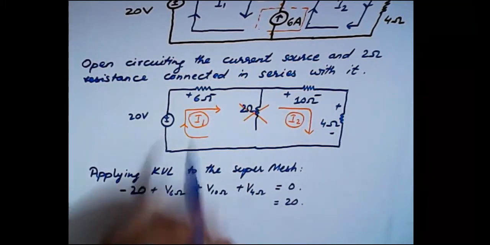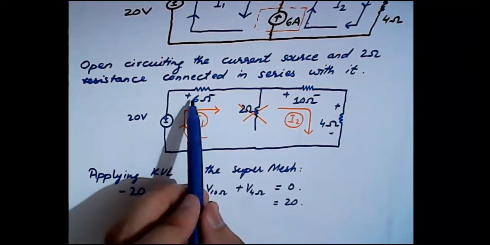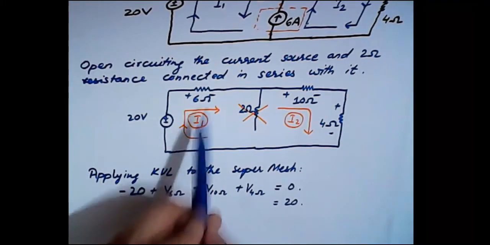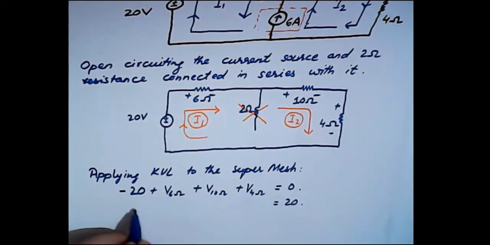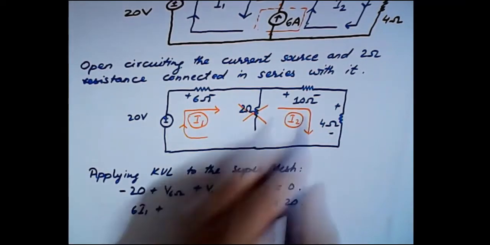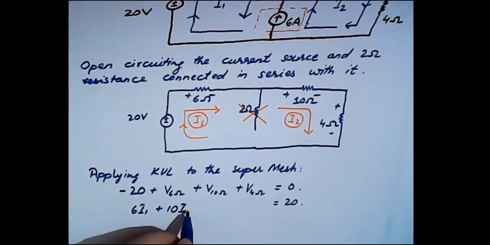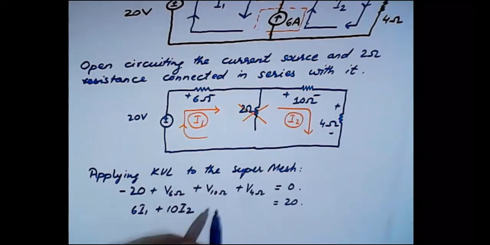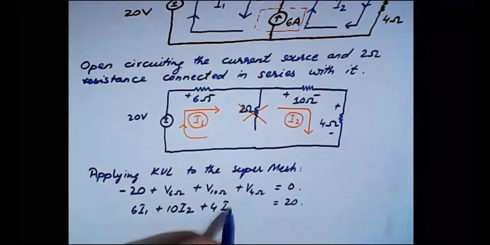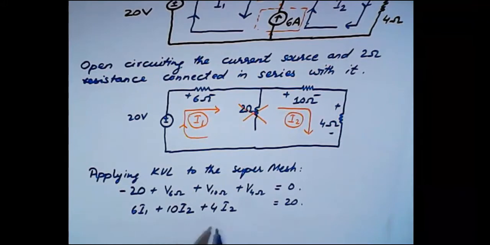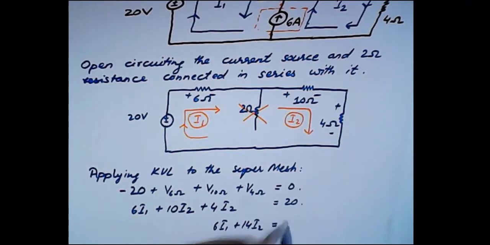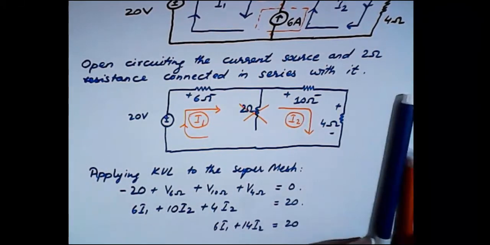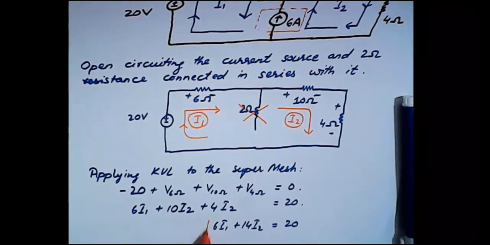Now you can see that the 6 ohm resistance is carrying how much current? I1. So its voltage will be 6 times I1. Similarly, the 10 ohm resistance, it will be 10 times I2. Why I2? Because the current through the 10 ohm resistance is I2. So minus 20 plus 6 I1 plus 10 I2 plus 4 I2 is equal to 0, or we can write it as 6 I1 plus 14 I2 is equal to 20, and this will be our equation number 1, right?